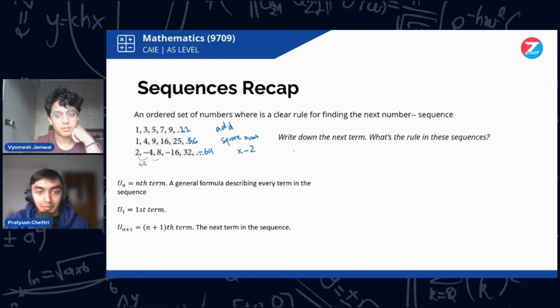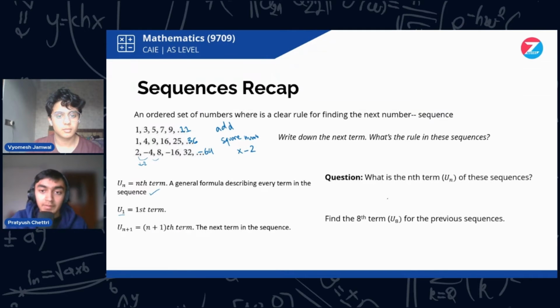Now let's look at some formal sequence terms. You're probably familiar with the nth term thing. It's what describes a sequence. In AS level, we use these formulas. U_n means the nth term. It's a general formula that describes all the terms. U_1 means the first term because n is 1. And then U_(n+1) means the (n+1)th term, which means the next term after this one. So we're on n, and n+1 is the next one after n.